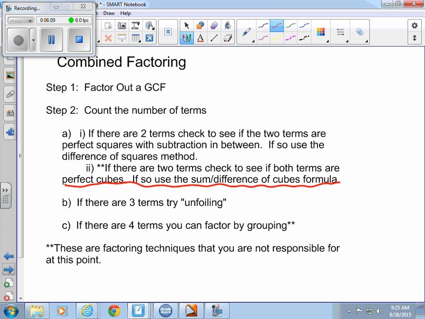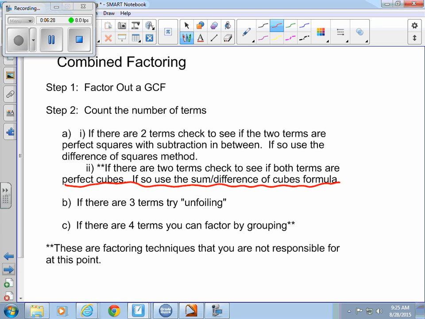Someone remind me. Has to be subtraction. Good. The 2 terms have to be perfect squares. If you have subtraction and 2 perfect squares, we'll do difference of perfect squares. If we have 2 terms and don't have that, you can't factor it. So that's the end on difference of squares.